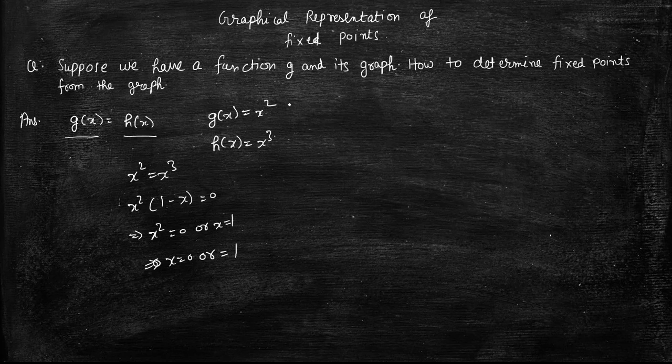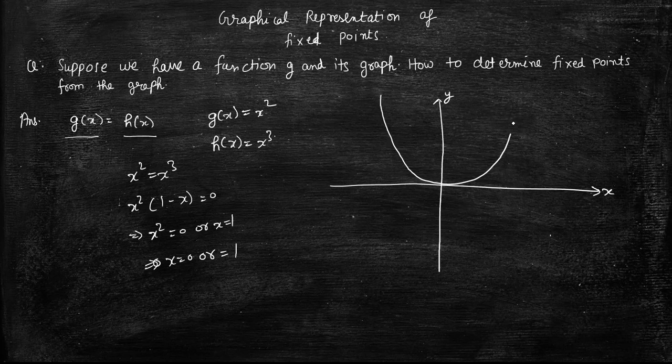Now, let us plot the graph of g(x) is equal to x square and h(x) is equal to x cube. So, this will be the graph. This is our x-axis. This is our y-axis. And g(x) is equal to x square will look something like this. And h(x) is equal to x cube will look something like this, where they intersect at 1, and this is point number 0. You can see that where these graphs intersect, the values of g(x) and h(x) are equal.